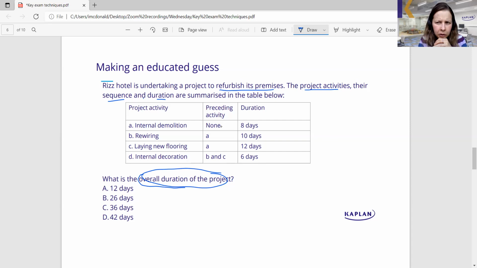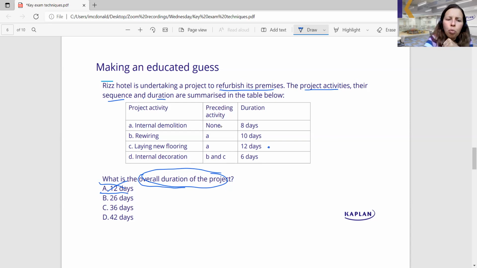Lots of numbers are given to us, so let's look at those options and ask, are they realistic or not? I'm sure by looking at those options, you can strike some out straight away. If you consider option A, could our project take 12 days? I can see that activity C, laying the flooring, takes 12 days, but this is one of many activities in our project. Therefore, the whole thing will probably take longer than 12 days. So option A is clearly out.